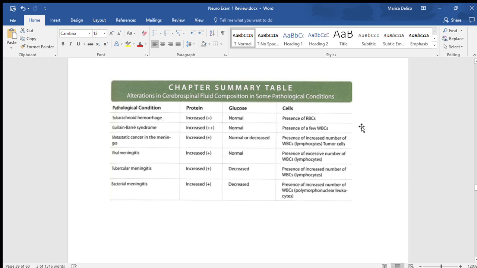Guillain-Barré, we know that that's my demyelinating disease, and that's going to have really increased protein compared to everything else because you're literally stripping off the myelin.